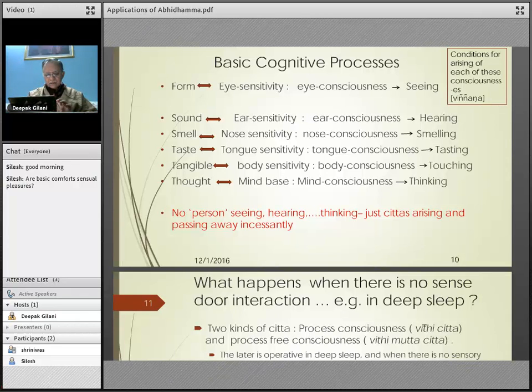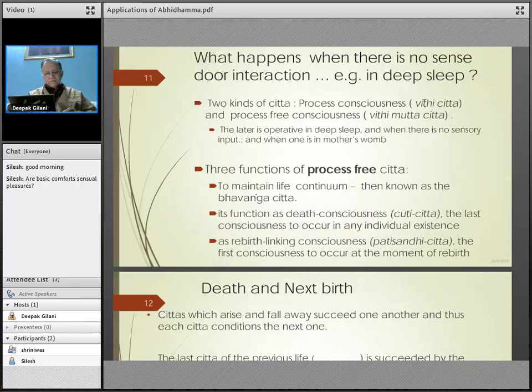Now, in the Abhidhamma, the question is asked about what happens when we are in deep sleep and there is no sense-door interaction. If you just focus on the basic eye consciousness, it is not going to arise because we are sleeping. The eye is not seeing anything, we are not hearing anything. But in dreams we are seeing them. Yeah, but we are talking of deep sleep. In deep sleep, no consciousness is arising. So the question naturally arises: the person is alive, so something must be happening.